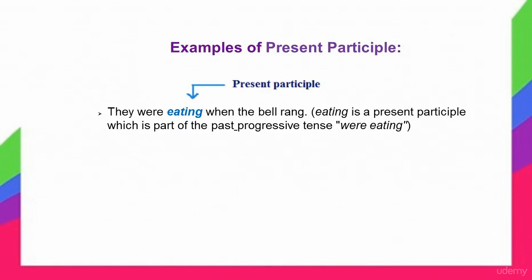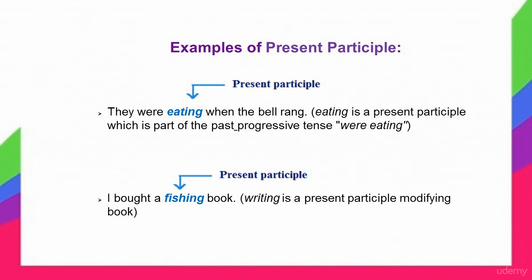Examples of the present participle. They were eating when the bell rang. Eating is a present participle which is part of the past progressive tense were eating. I bought a fishing book. Fishing is a present participle modifying book.